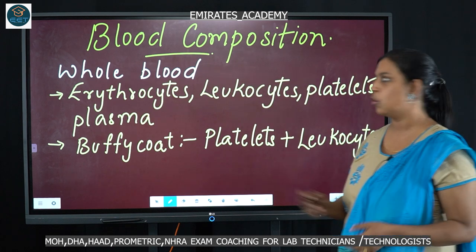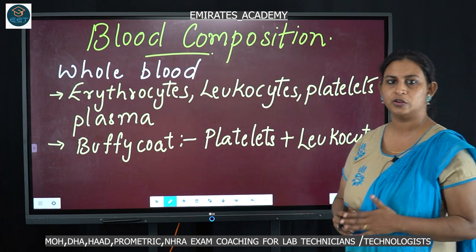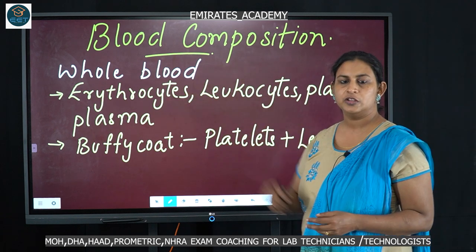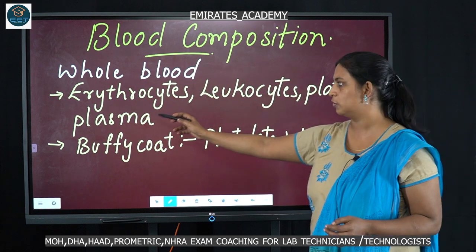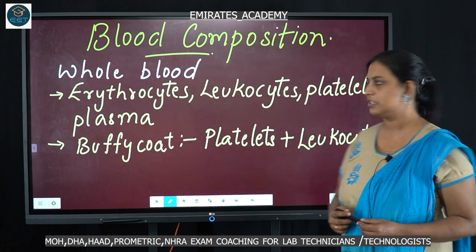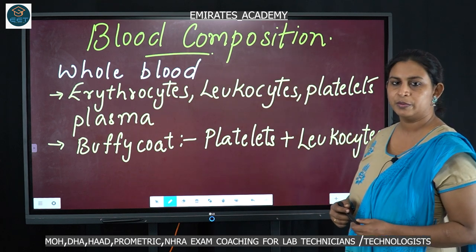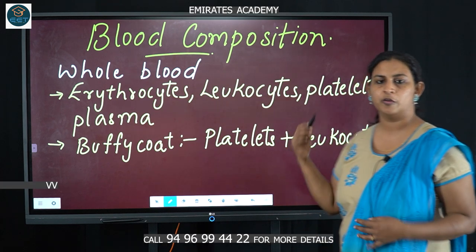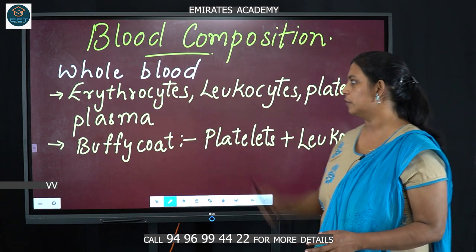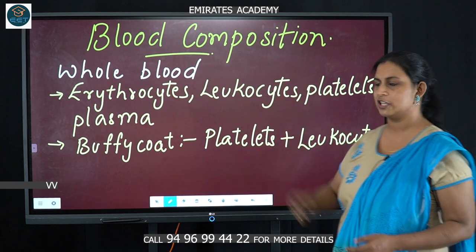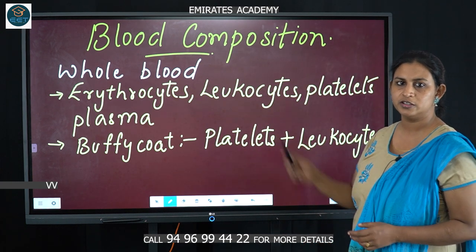If you look into whole blood, a blood which has not been centrifuged, which has not been separated into its components, that would be made of the erythrocytes, which are the red blood cells. Then we have the leukocytes, the white blood cells, and the platelets, which help with clotting. And also the plasma. So erythrocytes, leukocytes, platelets, and plasma. We will look into each component in detail as we move forward in this unit.